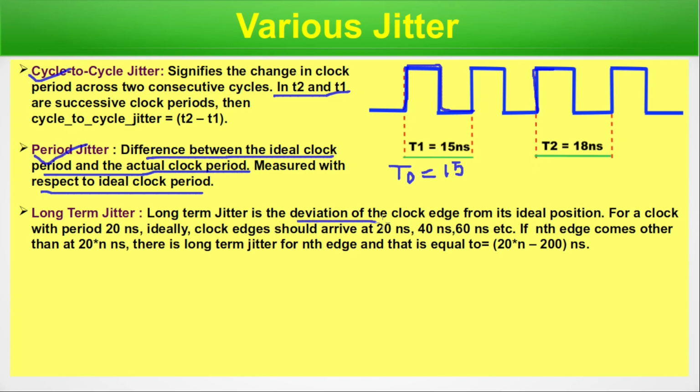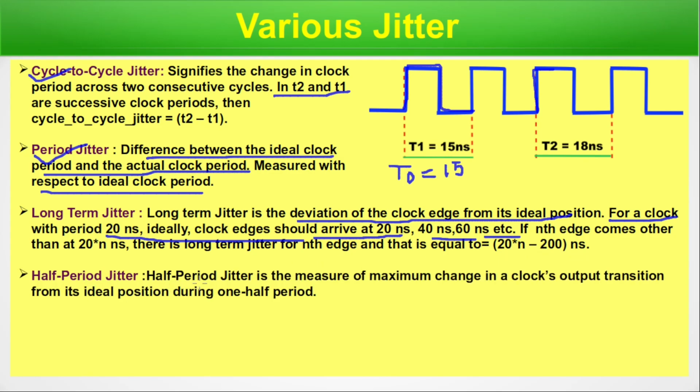Long-term jitter is the deviation of a clock edge from its ideal position for a clock with period 20 nanoseconds. Ideally clock edges should arrive at 20 nanoseconds, 40 nanoseconds, 60 nanoseconds, etc. If the nth edge comes other than 20 into n nanoseconds, there is long-term jitter for the nth edge and that is equal to 20 multiplied by n minus 200.